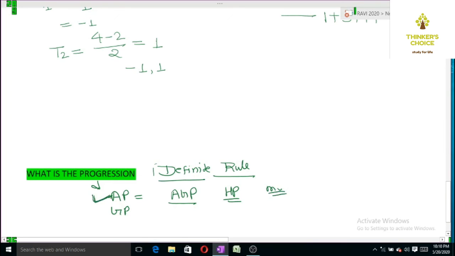Up to now we have understood what a progression is. A progression is a simple sequence or series that has a well-defined rule, that is, its nth term is well defined. Just as an example, if we talk about an AP, its nth term can be written as Tn equals 3n plus 4, like this. Using this nth term, we can obtain all the terms of the series. Got it?